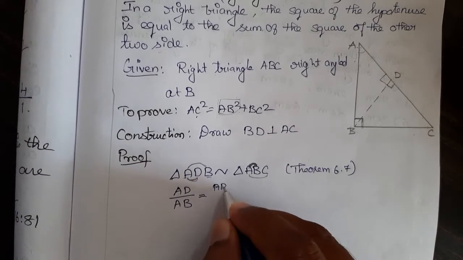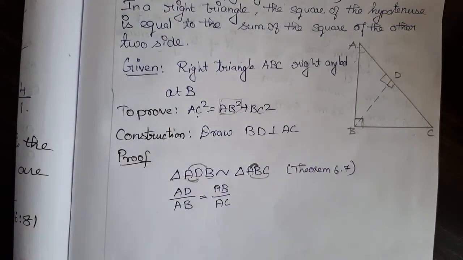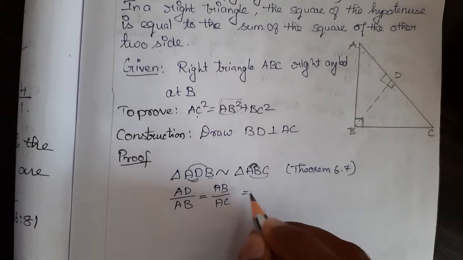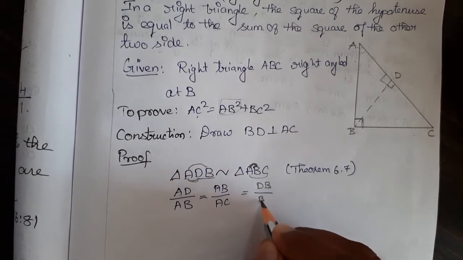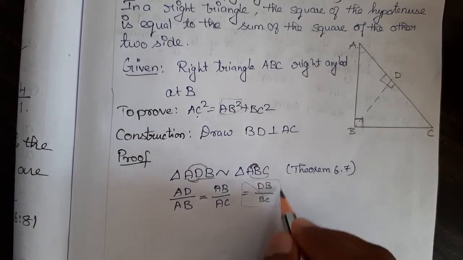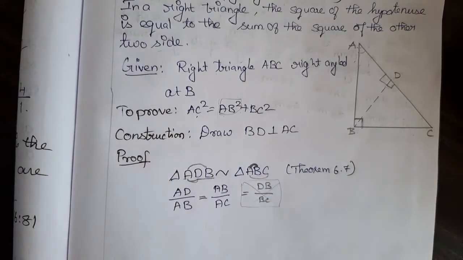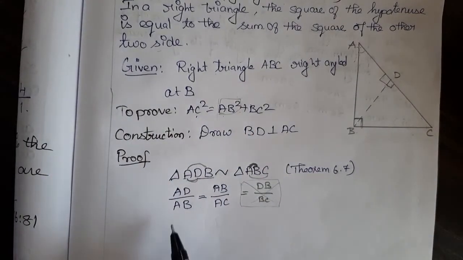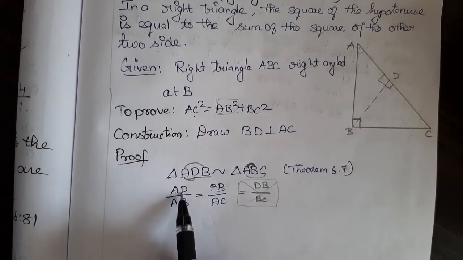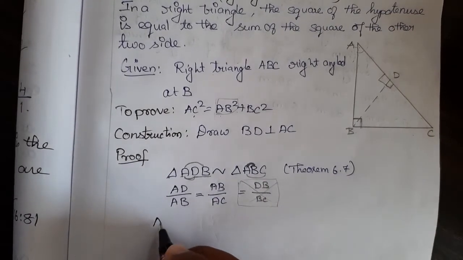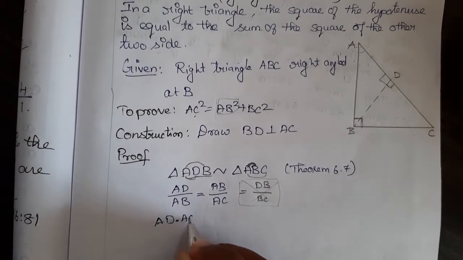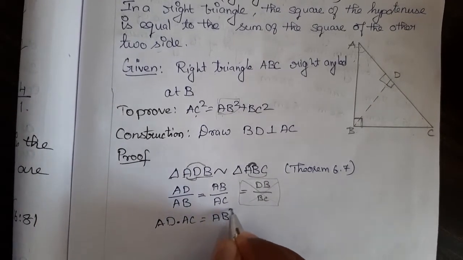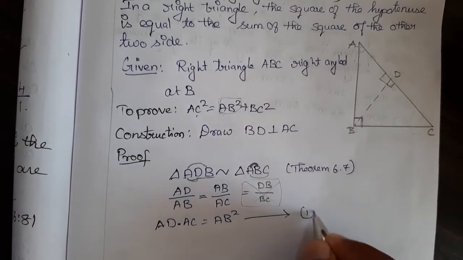AB by AC. Actually another one is also there, DB divided by BC, but we don't need it now because from this we can get an AB square, right? So just take AB here, it will become AB square, and here it will become AD into AC. AD into AC is equal to AB square. So let it be equation 1.